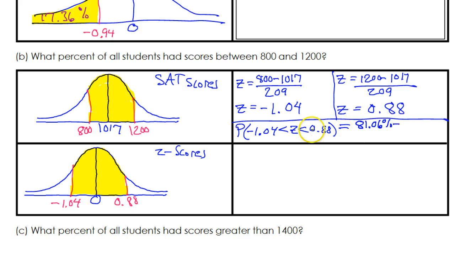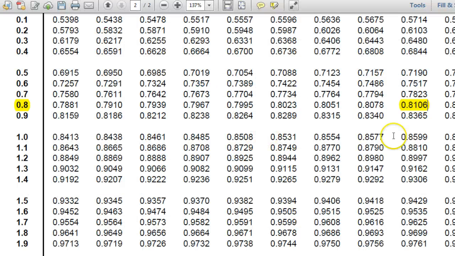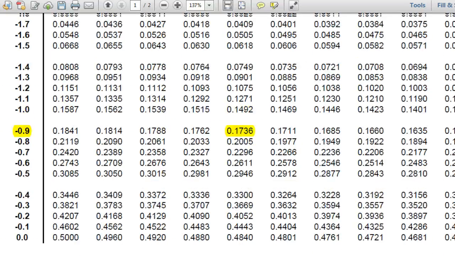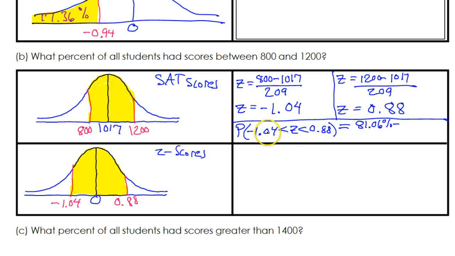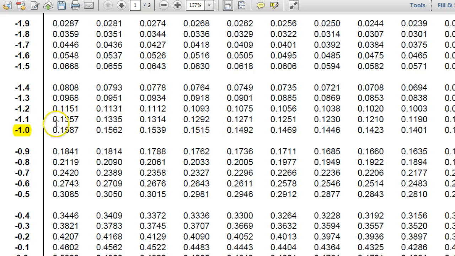Okay, I'm going to subtract. So now I need to find negative 1.04. Focus on the negative 1.0. Okay, I feel like I'm going to erase these so they're out of my sight. So here's my negative 1.0. Now it was negative 1.04. So this is column 0, 1, 2, 3, 4. So this is the 1. So that is 14.92%.